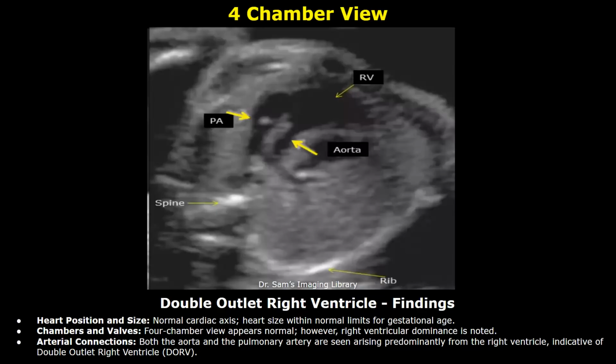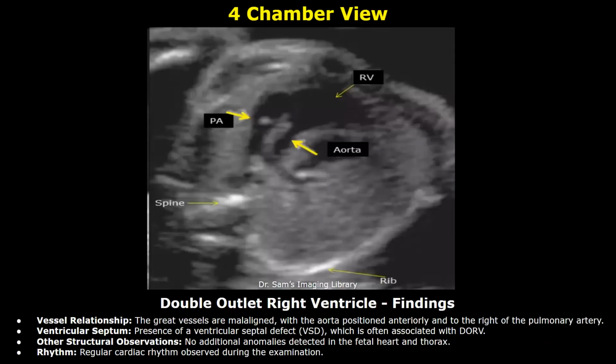Arterial connections: both the aorta and pulmonary artery are seen arising predominantly from the right ventricle, indicative of double outlet right ventricle. Vessel relationship: the great vessels are malaligned, with the aorta positioned anteriorly and to the right of the pulmonary artery.